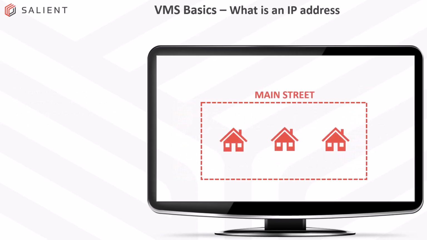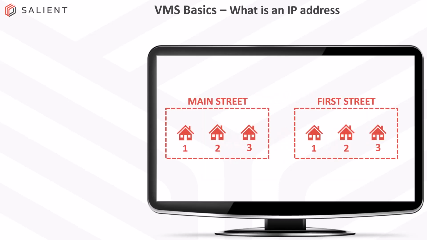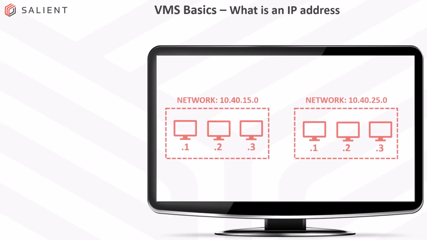Think of an IP address being similar to your street address. Your house is on the same street as your neighbors, but it's the house number that makes your address unique. You can have multiple streets with the same house numbers, and it's the same with your computer network. Instead of street addresses, you have network numbers, and instead of house numbers, you have host numbers.